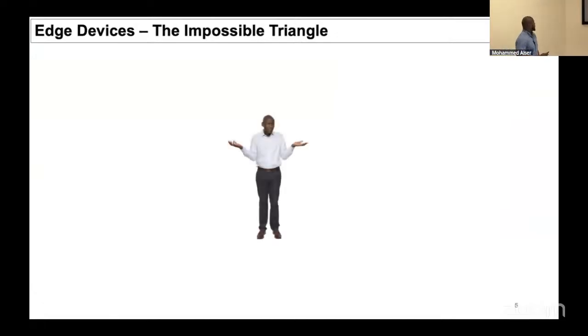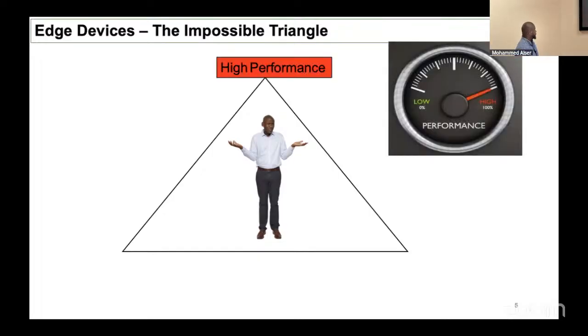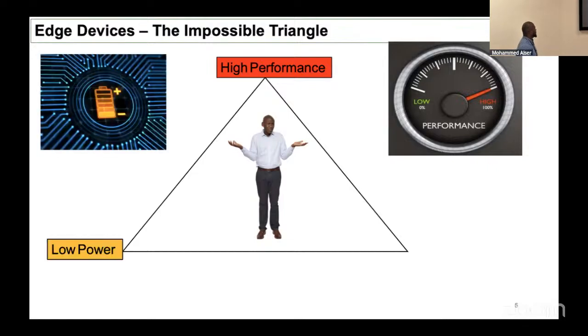Next slide. So I'm going to talk about edge devices, something I call the impossible triangle. Think about cloud computing. With cloud computing, you generate your data, you send it to the cloud or some data center somewhere, and you get your results. With edge computing, you have edge devices.